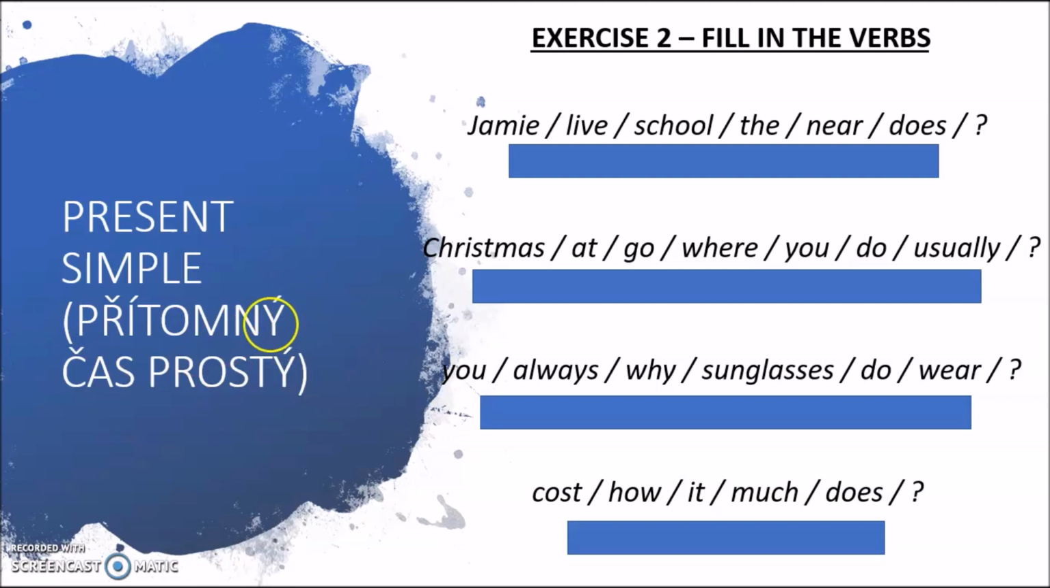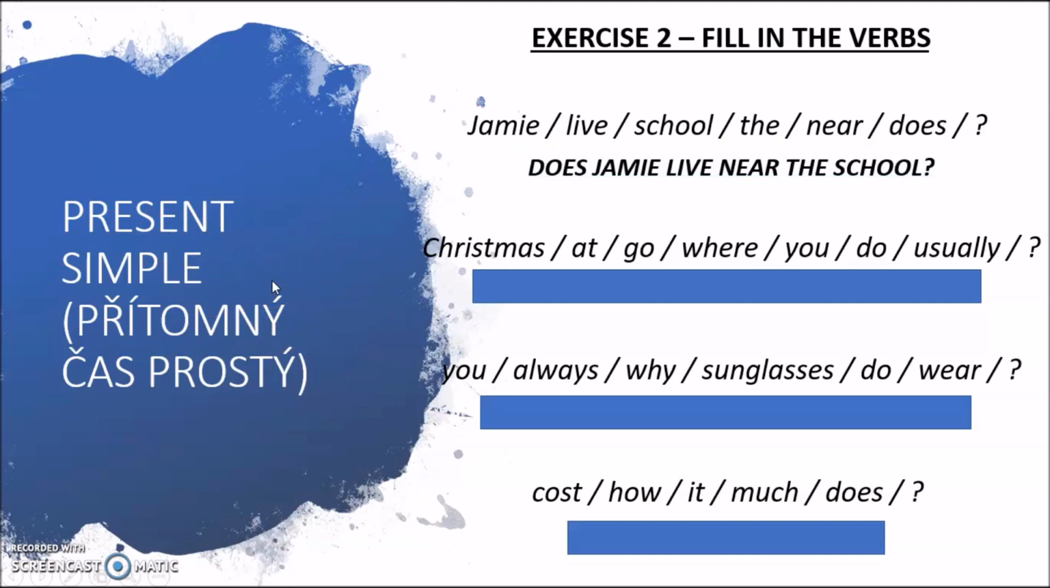Okay, let's check the sentences. Number 1, the correct answer is, does Jamie live near the school? You can see that we start with does, then we put who, Jamie, and the activity live. Does Jamie live near the school?